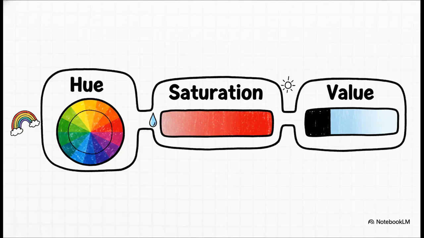HSV stands for hue, saturation, and value. And what it does is it smartly remaps RGB into components that make way more sense to us as humans. You have hue, which is the pure color itself, red, orange, yellow, and so on. Then you have saturation, which is how vibrant or washed out that color is. And finally, value, which is just a simple measure of its brightness.